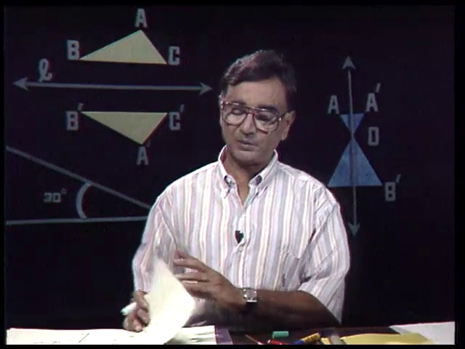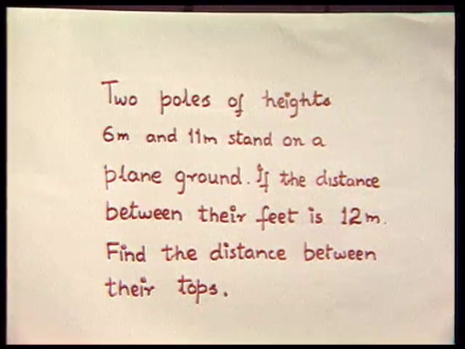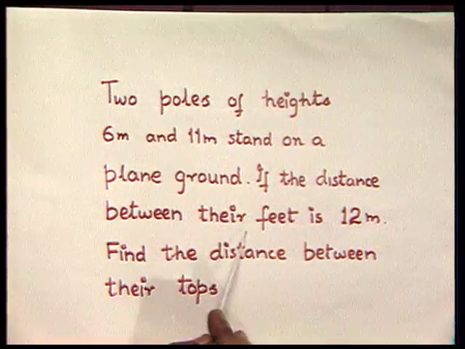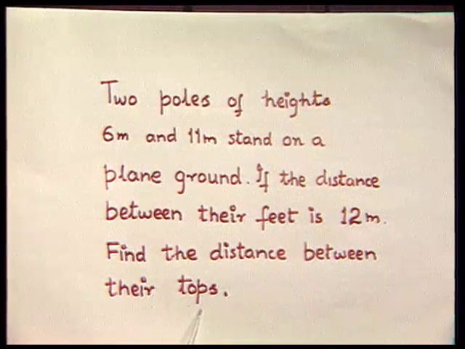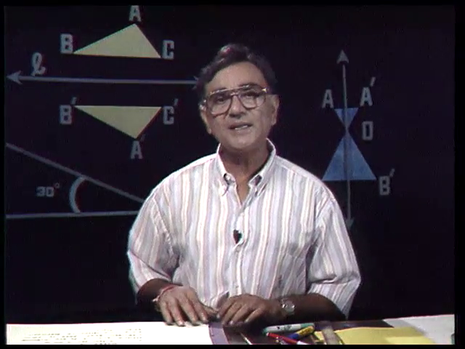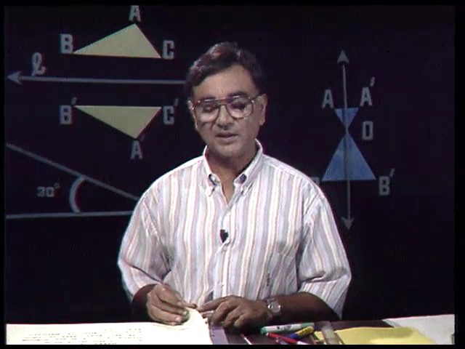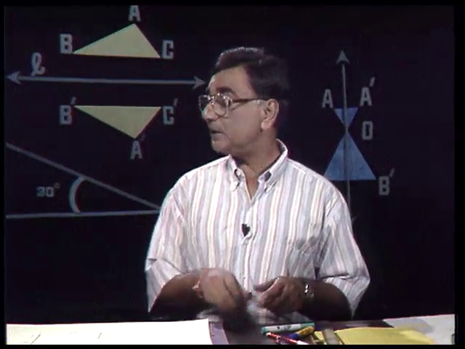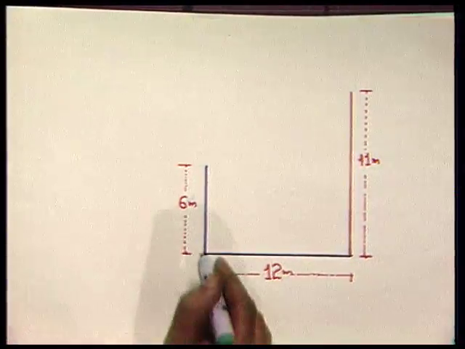We see another problem here. In this one, two poles of heights 6 meter and 11 meter stand on a plain ground. If the distance between their feet is 12 meter, find the distance between their tops. Again, to get at its solution, we have to draw the diagram first. Here the two poles were 11 meter and 6 meter. These have been shown like this, and they are standing on the level ground.